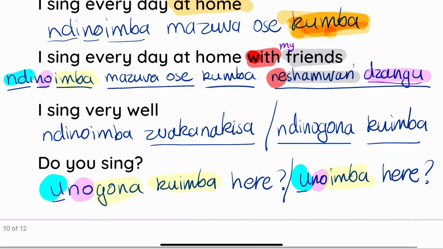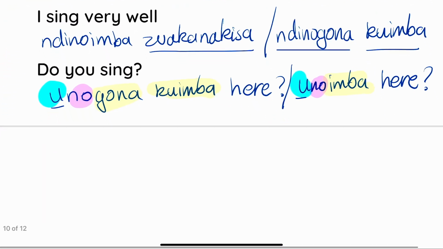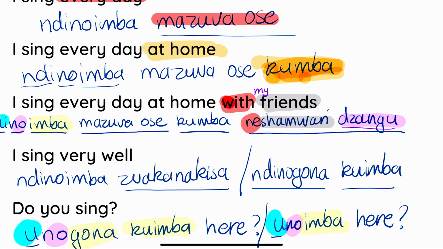Okay, and that concludes this part of the sentence structure making. I'm hoping that after this lesson, you'll be able to make simple sentences in chiShona.